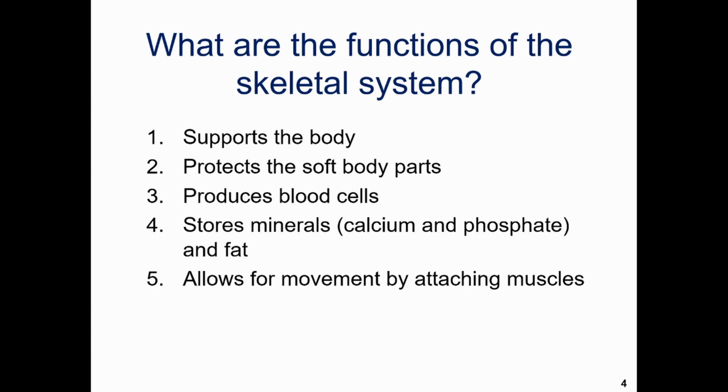So our 5 main functions of the skeletal system, one we've already kind of covered just briefly, and that we're providing support, right? We're an anchoring system for all those muscles. So we're helping hold up the body. We're also going to provide protection for softer, squishy parts. We're going to produce blood cells. That should be something that you remember from earlier chapters. We're also going to serve as a storage facility for certain minerals like calcium and phosphate, as well as fat. And then we allow for movement by attaching to the muscles. And that kind of ties into our first function with providing that support.